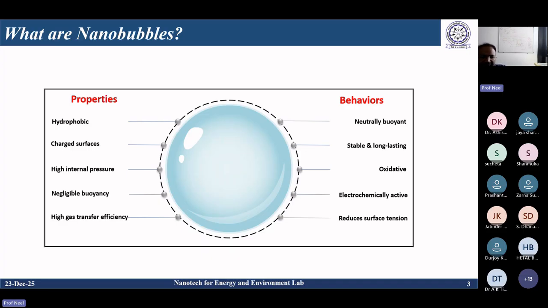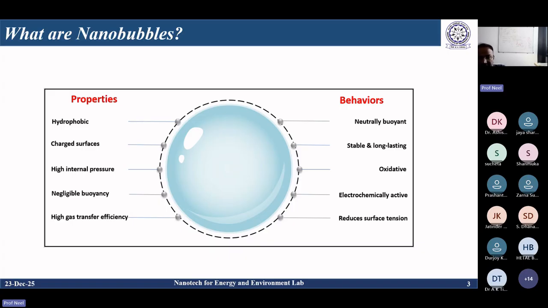If you look at chemical engineering applications, it has a high gas transfer efficiency because of the smaller size. The surface area becomes very high. The surface to volume ratio becomes very high, and that's why the transfer efficiency is very high. The oxygen transfer rate in the water becomes pretty good, and that gives one of the best results.